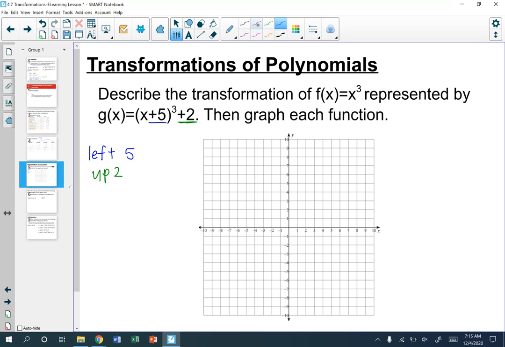I will graph our parent function in red. Remember that inflection point happens at (0, 0). So that's our parent function, and then I'll graph g of x in orange. And that's moving this point left 5, 1, 2, 3, 4, 5, and up 2. Okay, so that's that point there. And just rough sketches, that's all we need for this.